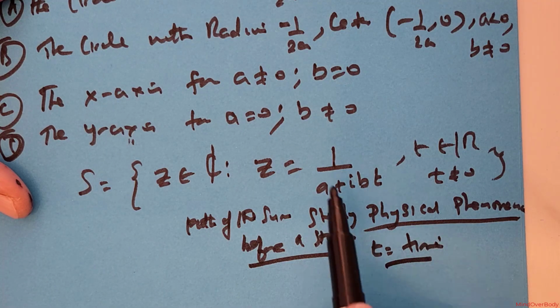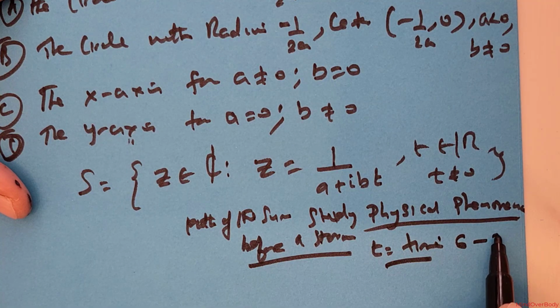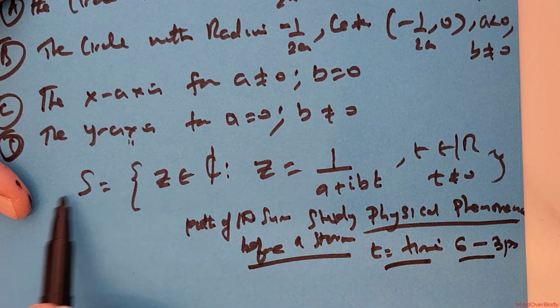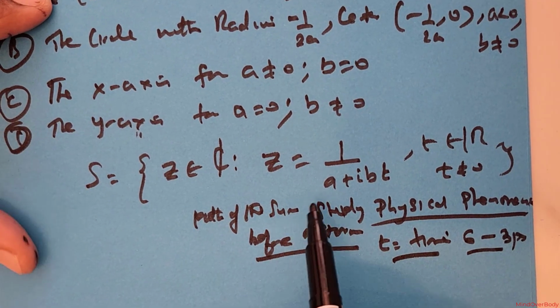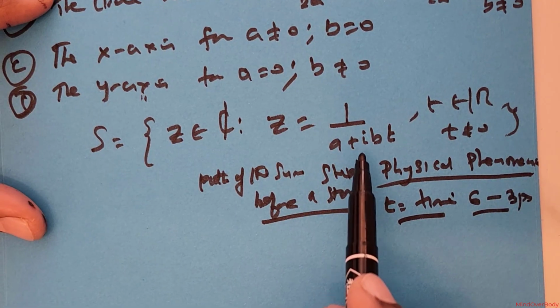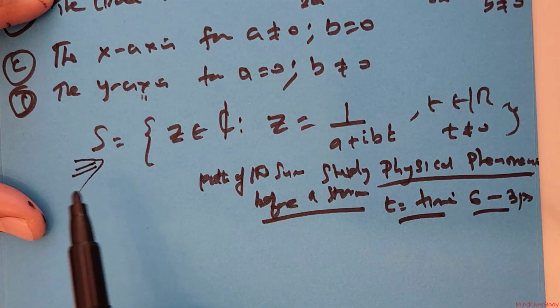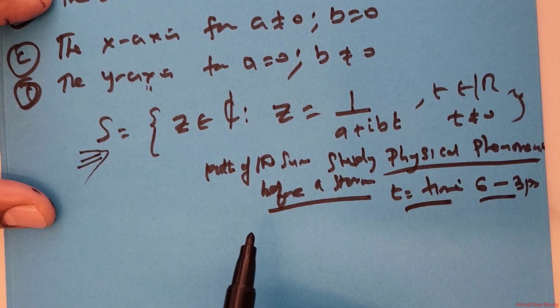So time will vary, and every time the time varies during a certain period, say morning 6 a.m. to evening 3 p.m., we are studying the path of the sun. Every time the time is varying we will have a set S. So we will have a collection of complex numbers that are produced with reference to time. So this is a very practical illustration of complex numbers. Okay, having mentioned that, let me move on.